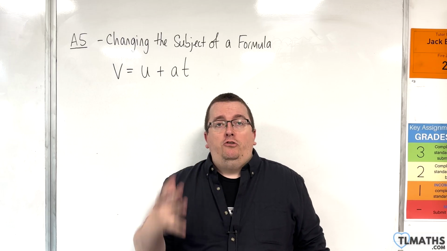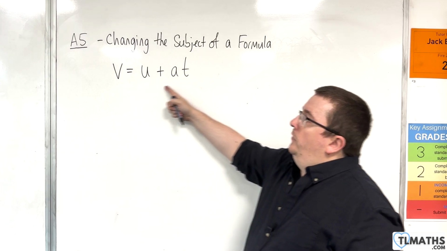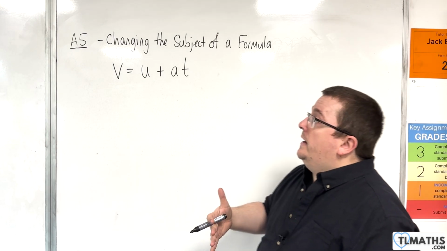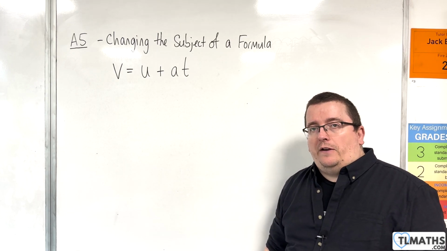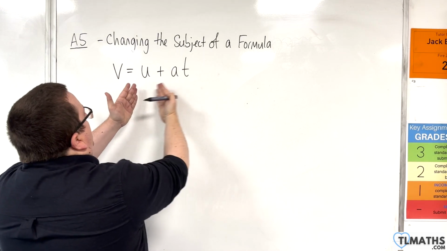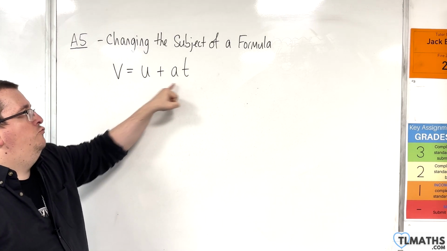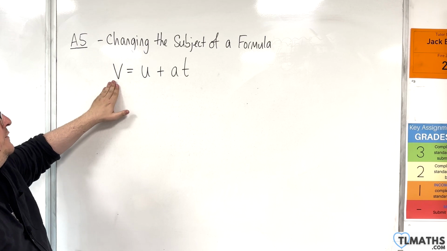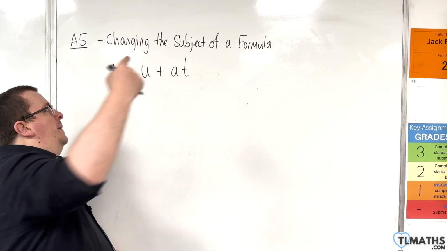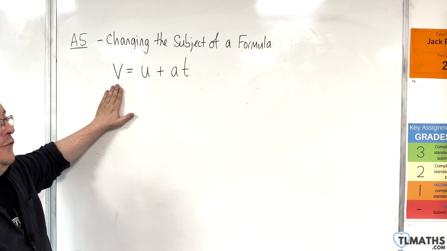In this video, I'm going to introduce you to changing the subject of a formula. Here is a formula, V equals U plus AT, and currently we would say that V is the subject of that formula because V is equal to something in terms of the other variables, where V is not on the right-hand side. V is only on the left-hand side, so if you knew U, A and T, you could substitute them into that formula and it would tell you V. So V is currently the subject of the formula.